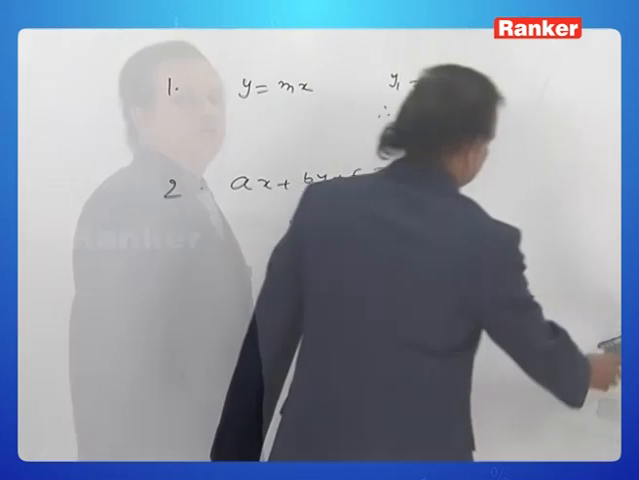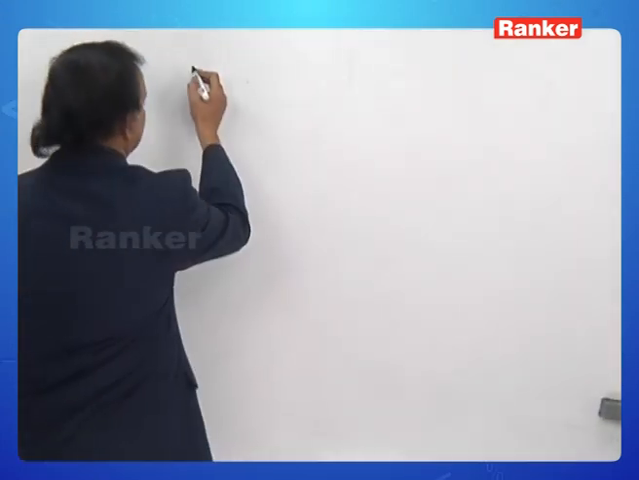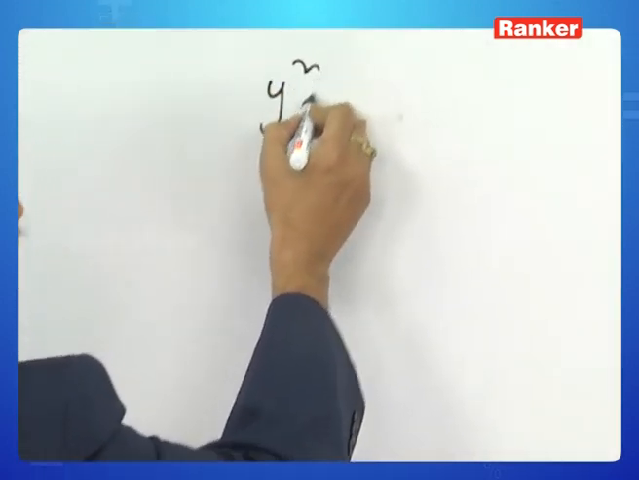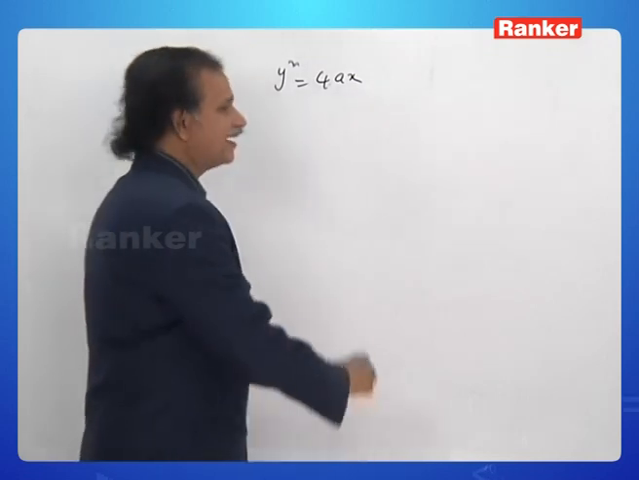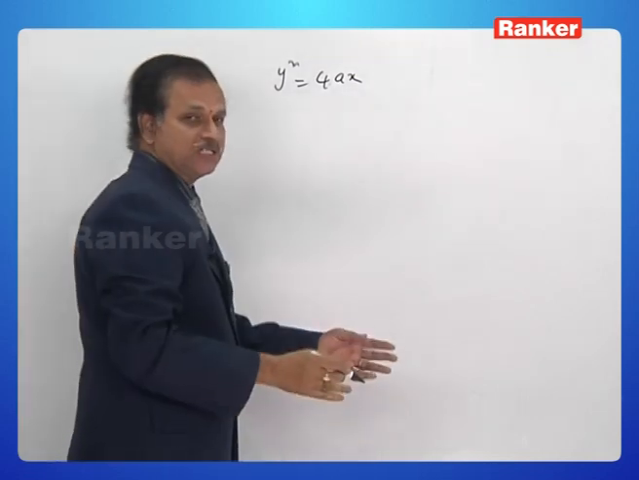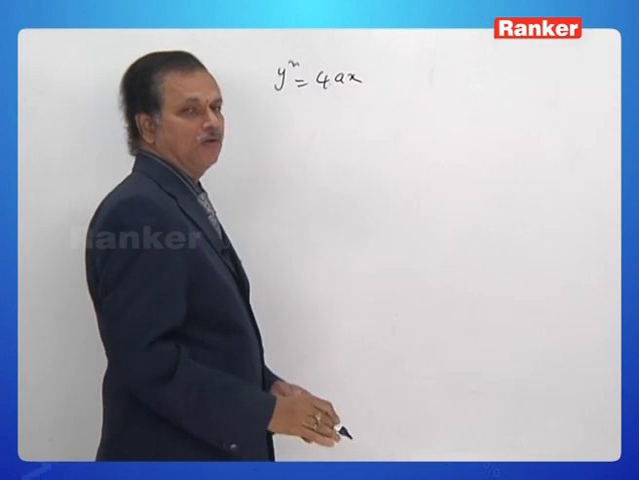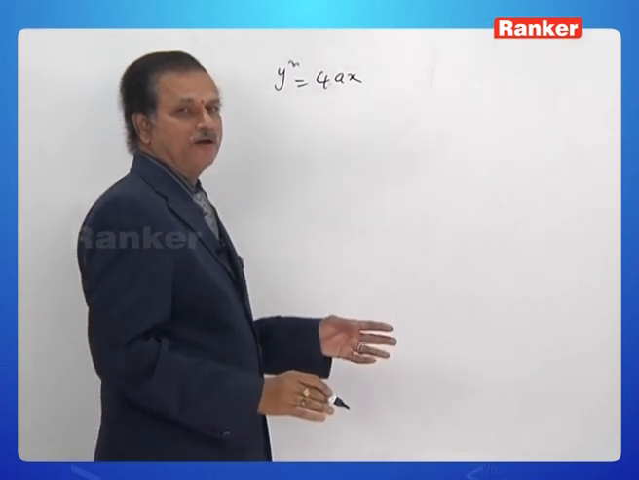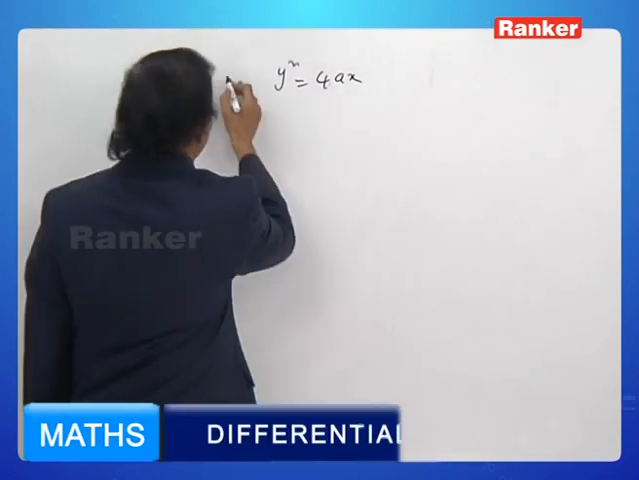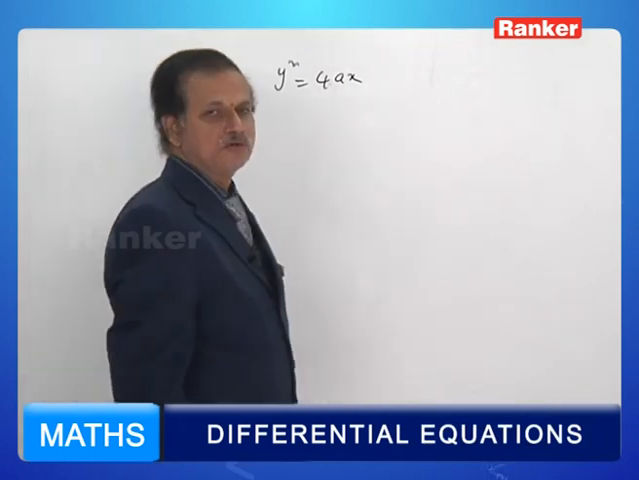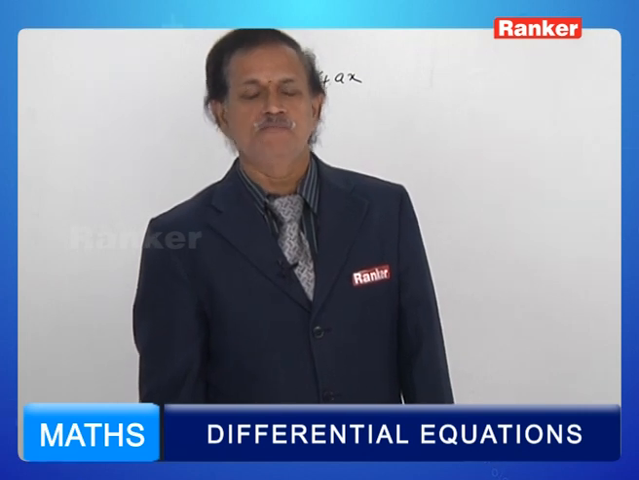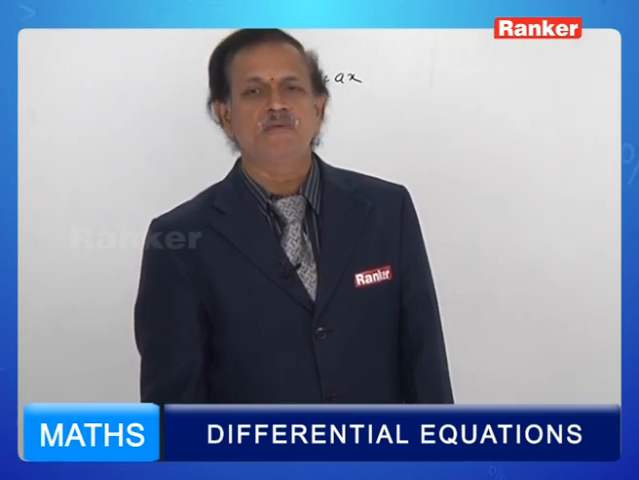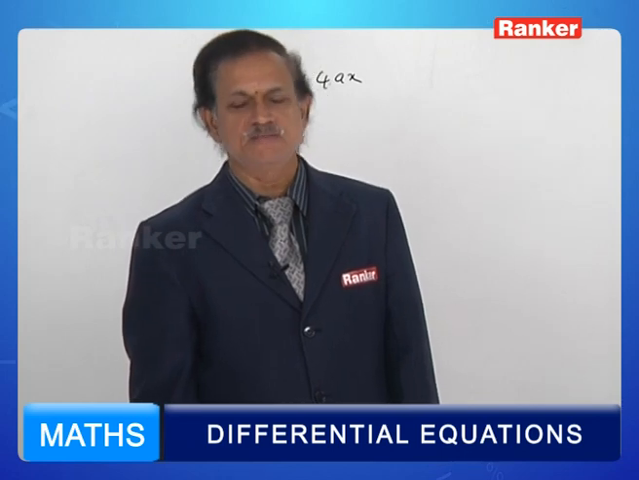Okay, next one. What is the differential equation of the family of parabolas with vertex at origin and whose axis is x-axis? That is the next thing. We have seen straight lines. Now let us concentrate on different parabolas. y square is equal to 4ax. What is the parameter there? a. So the examiner means that a is to be eliminated here.